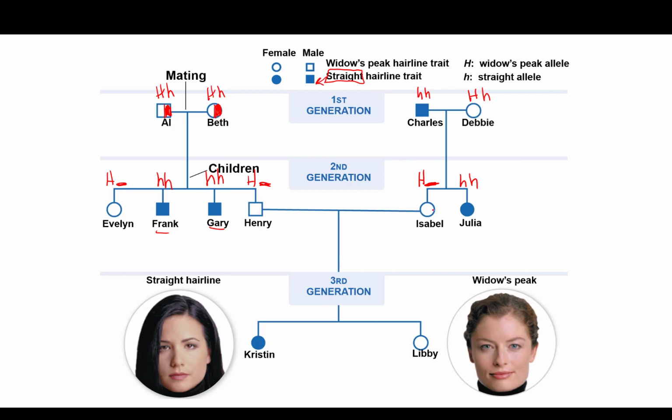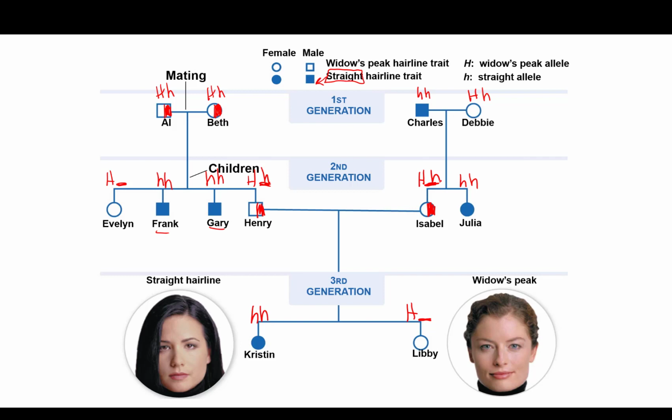So Henry and Isabel, they have a mating relationship and they have 2 children, Kristen and Libby. Kristen has the recessive hairline like this. Libby, we're not sure about her, but that also means that we know for a fact that Isabel and Henry are heterozygous, okay?